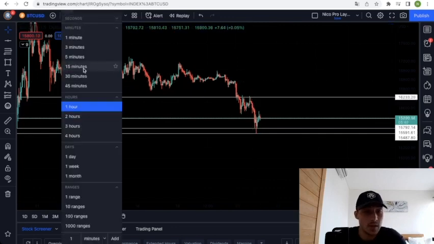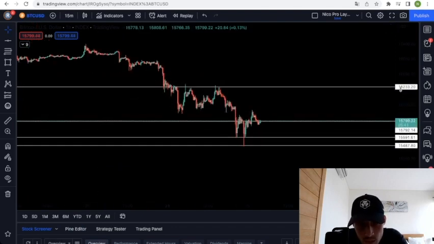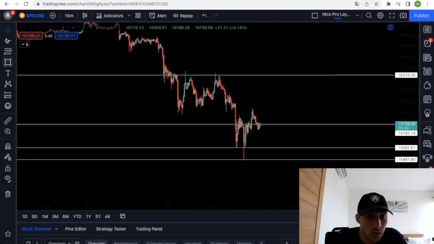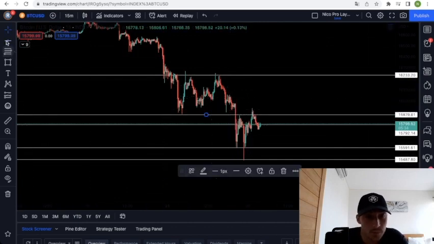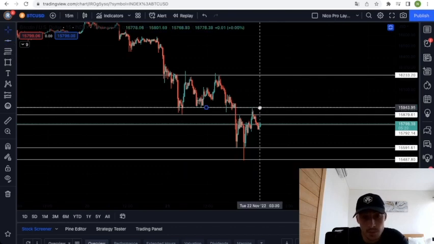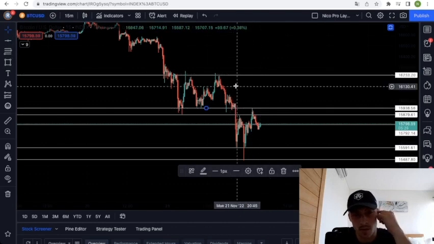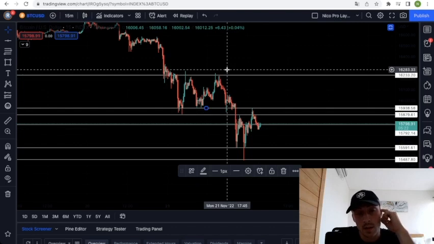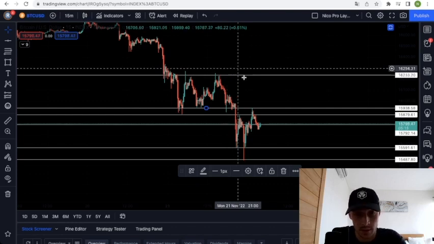Going a little deeper into the 15-minute. Now it is interesting. So another line we're going to draw here. We're going to draw here. And if you want, you can color those lines in a different color so you don't get confused with the daily support and resistance levels. I'm not going to do it right now, but you definitely can.